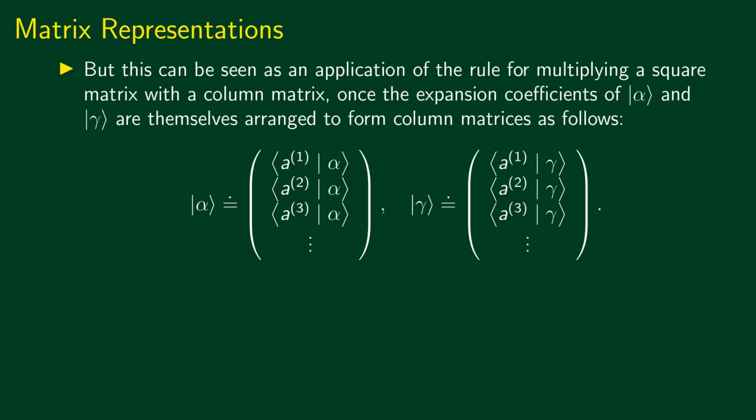So this can be seen as an application of the rule of multiplying a square matrix with a column matrix, once the expansion coefficients of ket alpha and ket gamma are themselves arranged to form column matrices. So we can represent ket alpha by this column matrix consisting of the expansion coefficients in the chosen basis. Ket gamma can be represented by this set of numbers. What are these numbers? These are the expansion coefficients of gamma in the chosen basis. So we have seen that we can represent operators as square matrices and kets as column matrices.